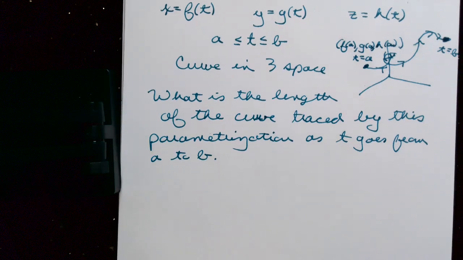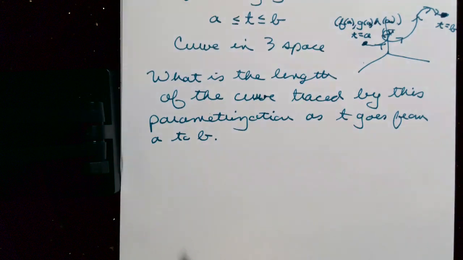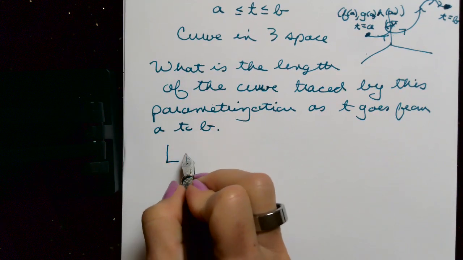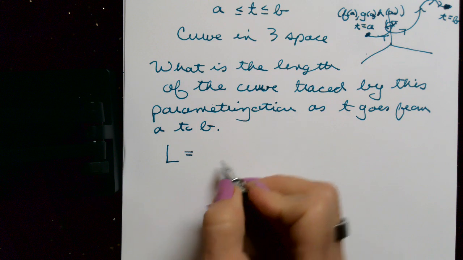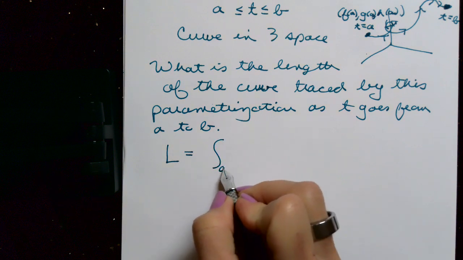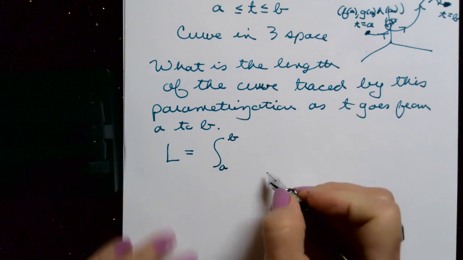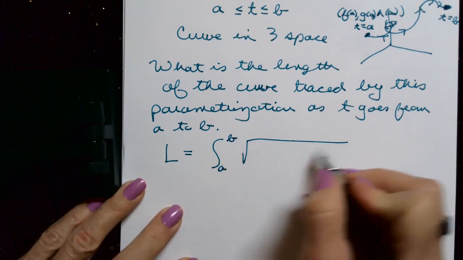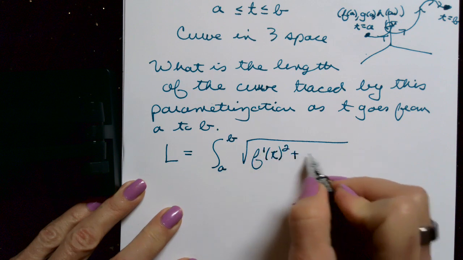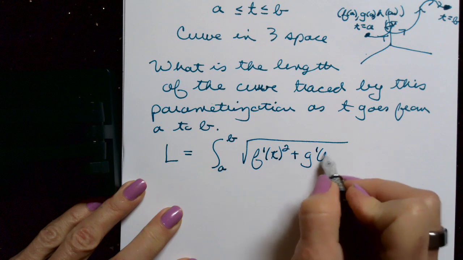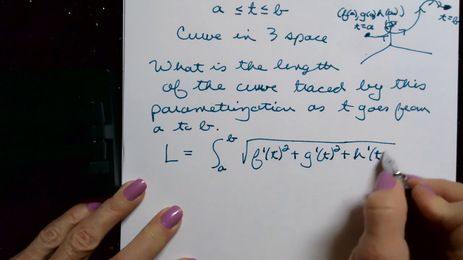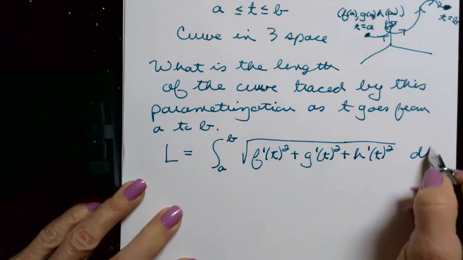It's a little hard to draw, but it's not hard to see from the 2-dimensional formula what you expect, and what in fact turns out to be correct for the 3-dimensional arc length. It will be the integral from a to b of the square root of f prime of t squared plus g prime of t squared plus h prime of t squared, square rooted, dt.